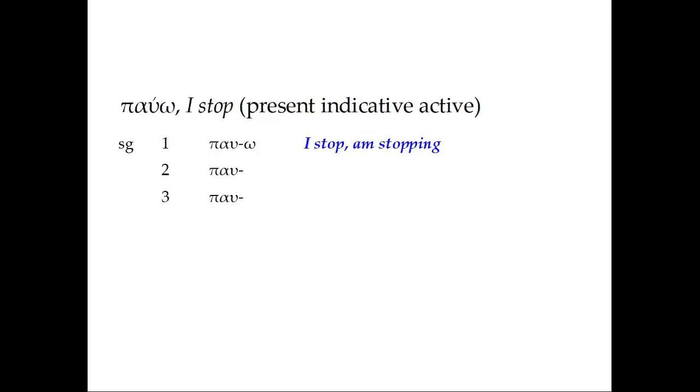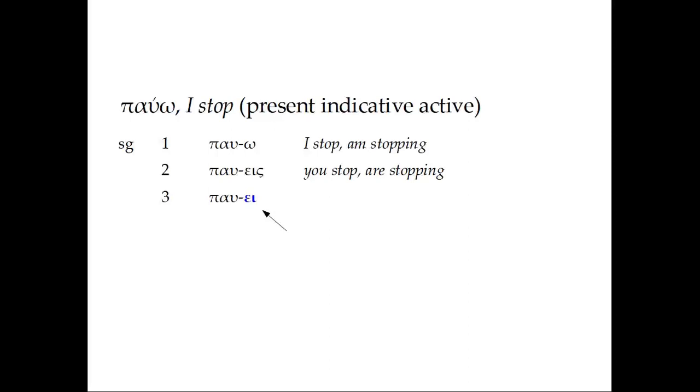Now again, the important thing to notice is that we don't actually need to include a pronoun. We don't have to include the Greek equivalent of I. We wouldn't say ego pauō. Pauō, that omega there, that ending actually conveys that information. It tells us we're dealing with the first person singular. And that's because in the other persons and numbers we have different endings. Pauēis tells us we're dealing with a you. You stop, you are stopping, you do stop.